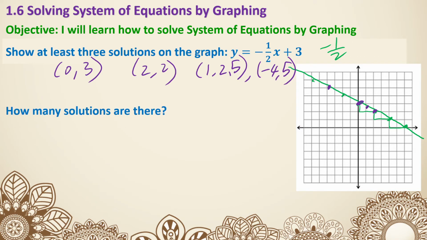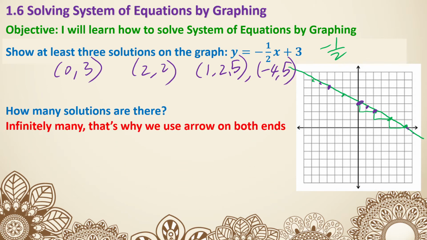So here's the next question. How many solutions are there? And I'll tell you, it's not going to just be the points we draw. These points would work, these points would work on the bottom. Any point on that line would actually work. So we actually have infinitely many solutions. And that's why sometimes we draw arrows on both ends of the line to indicate it continues going and it never ends. It keeps on going.